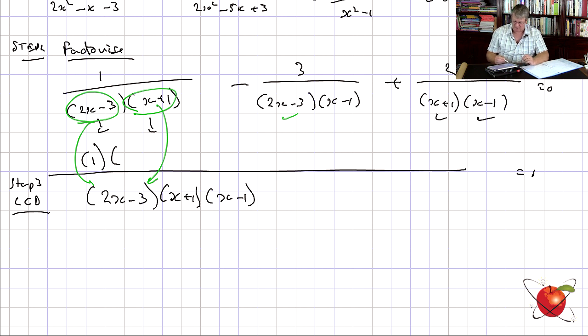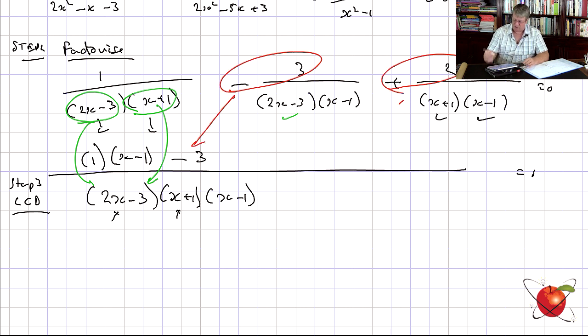And what am I left with? The 2x minus 3 cancels with that, the x plus 1 with that one, leaving us just with x minus 1. Then we bring down the minus 3, and we're going to bring down the plus 2 as well in a few moments. The 2x minus 3 cancels with that, x minus 1 with that, so all that's left is the x plus 1. Plus 2 times x plus 1, x minus 1, so it leaves us with 2x minus 3.